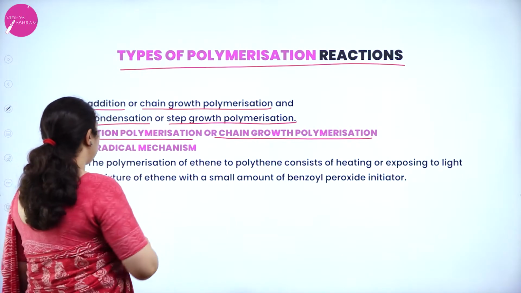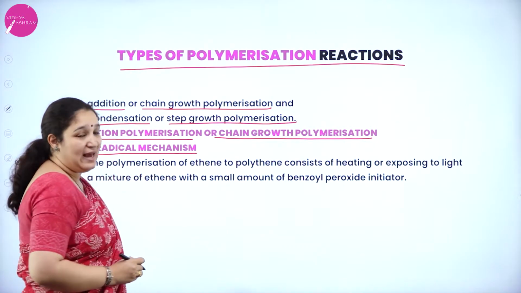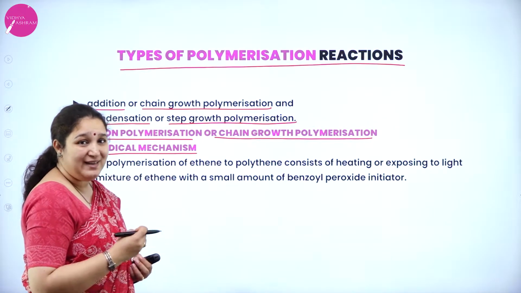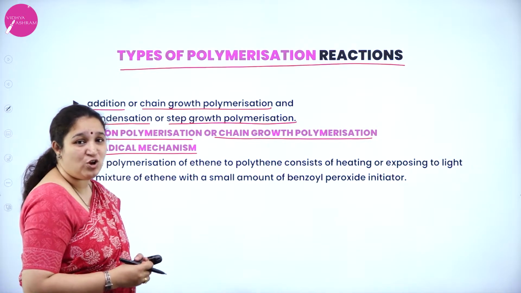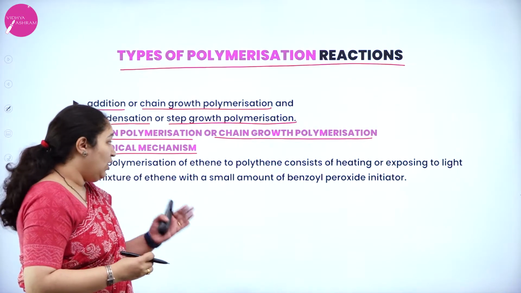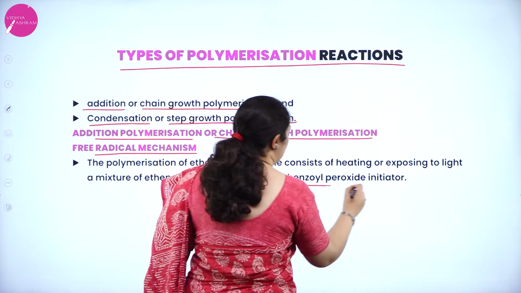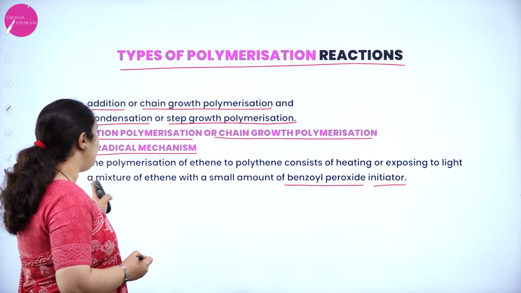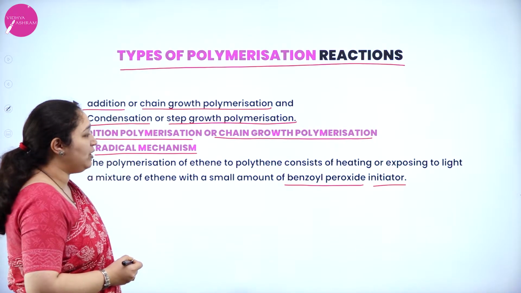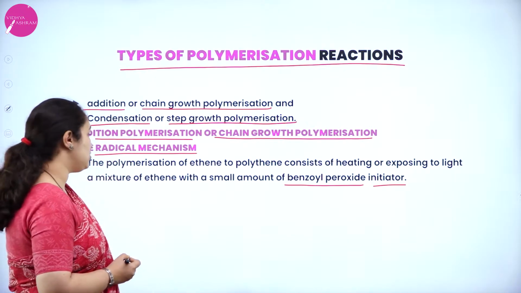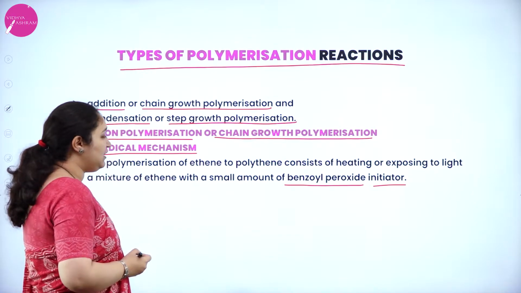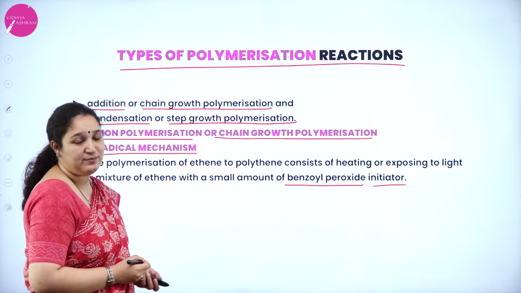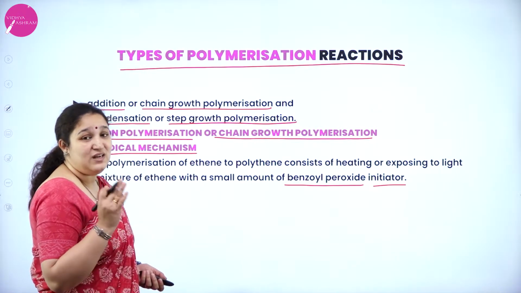Under that, a free radical mechanism is what we are learning. For this, we'll take an example of the formation of polythene using benzoyl peroxide as a catalyst or an initiator. Polymerization of ethene to polythene consists of heating, or exposing to light, a mixture of ethene with a small amount of benzoyl peroxide added as an initiator. And this reaction happens in 3 steps.